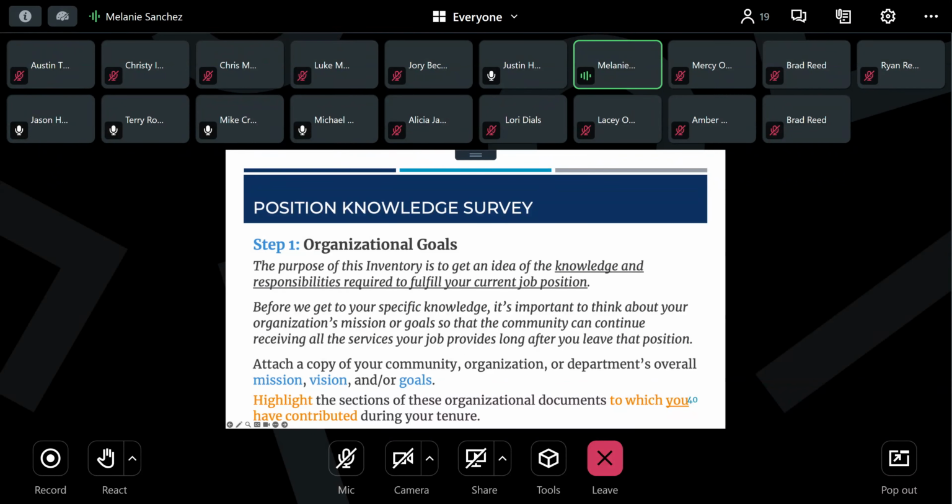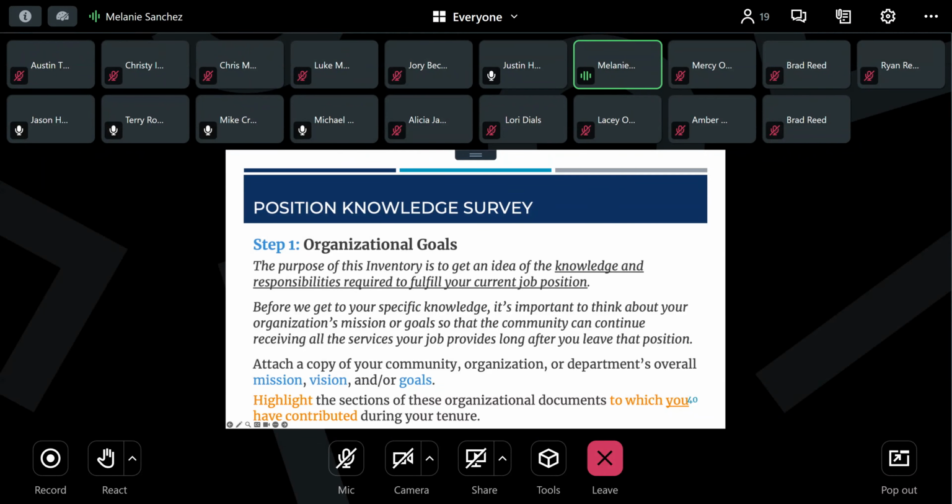So the first step is the bigger picture, right? When you kick off the survey, you want to take a step back and consider a broader perspective. The first focus is on the organizational goals. This is understanding your organization's mission, vision, and overall goals. It's important to recognize how your role contributes to the mission and goals of your organization. The alignment is what keeps your community receiving essential services long after you transition out of your position.